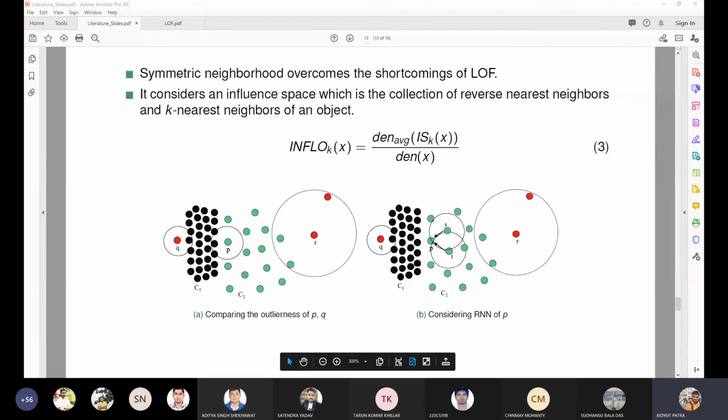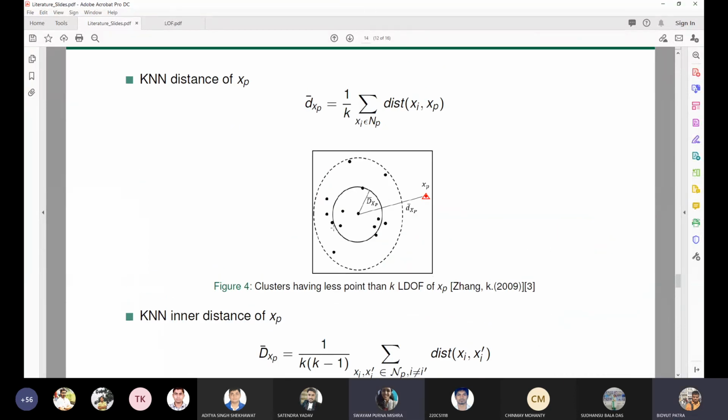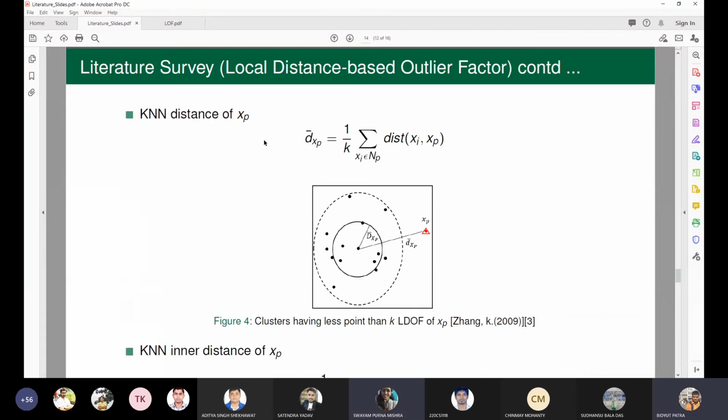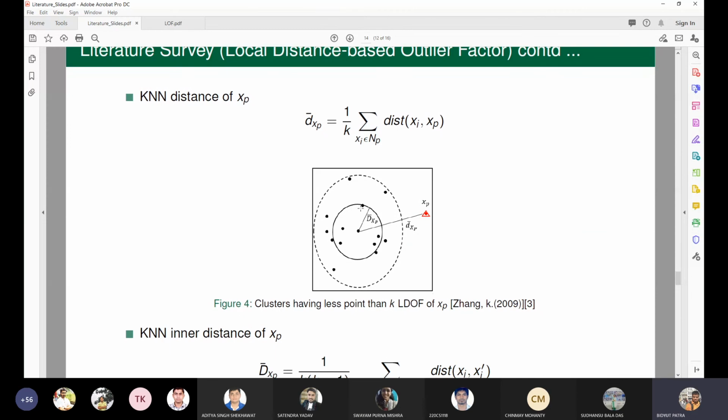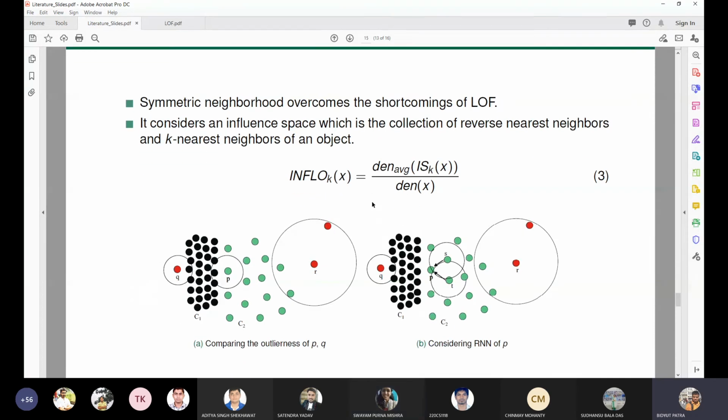Sir, in this current slide, what is the density of X? Current slide means here, the symmetric neighborhood approach. In the symmetric neighborhood, the numerator is the average density of its influential space, which means k nearest neighbors and also reverse k nearest neighbors. But what is density X, the denominator?